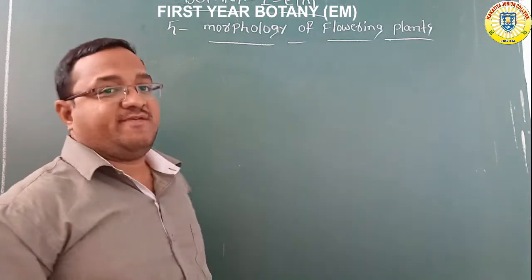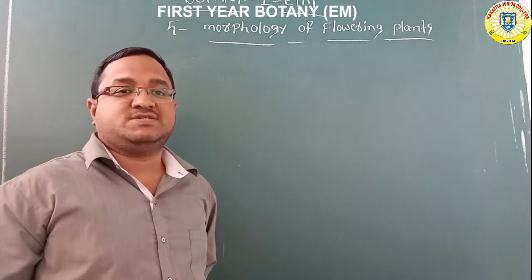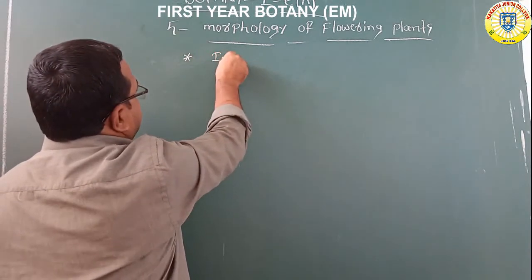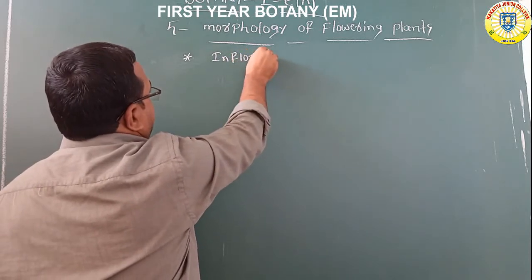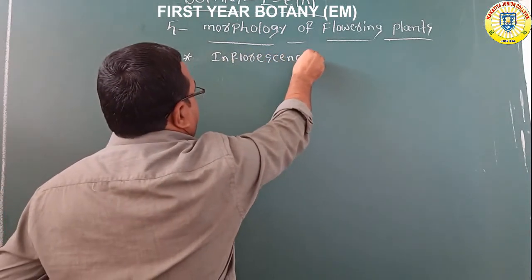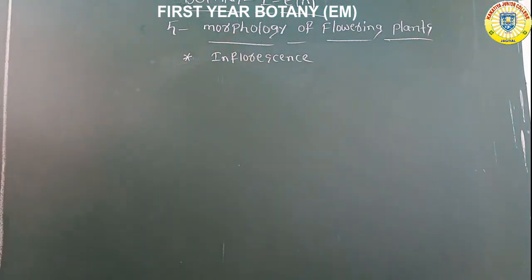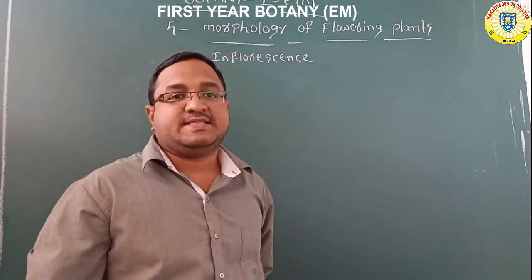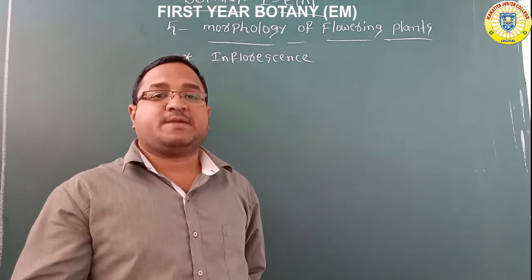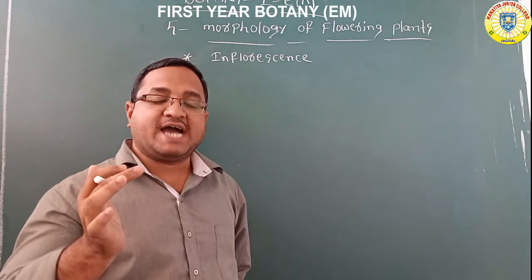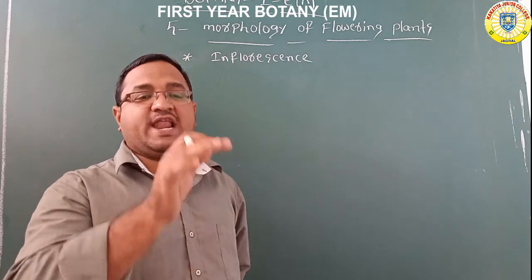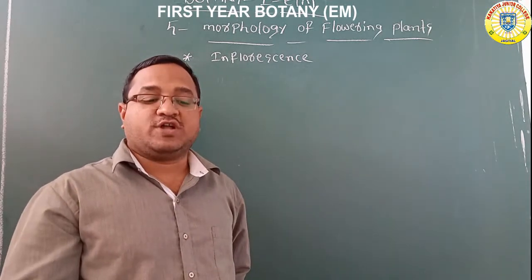First year botany, English medium, first chapter continuation. Yesterday we discussed inflorescence. Inflorescence means the arrangement of flowers on the floral axis, the peduncle. That is called inflorescence.